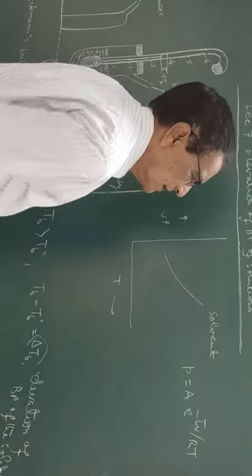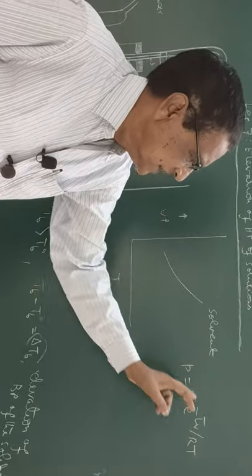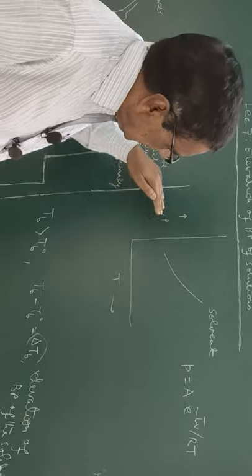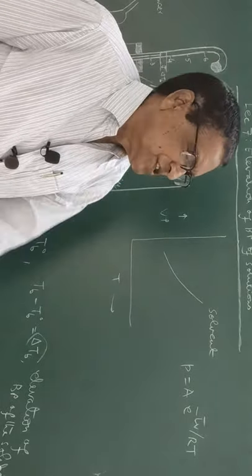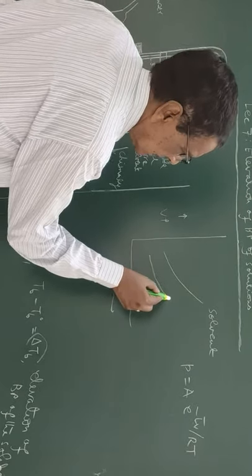Here L B bar is the molar latent heat of evaporation, T the temperature, A some constant, and P the vapor pressure. So the vapor pressure increases with the temperature exponentially. And for the case of solution, it is lower.